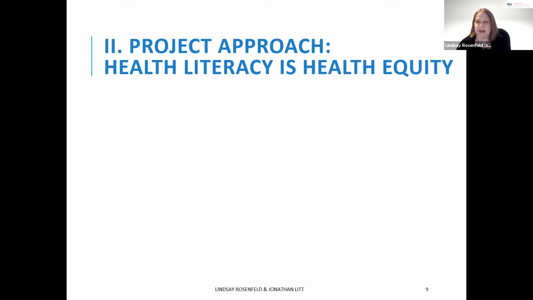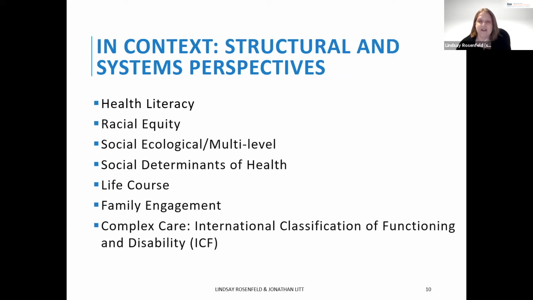And so this is work based out of that initial relationship, and also really thinking both from a health literacy perspective, a preemie perspective, all the things that Jonathan does, and also a parent perspective, bringing this all together in our approach as well. So we certainly have an approach that health literacy is health equity, and given that in context, right? So health literacy is in the context of all these other structural and systems perspectives, and we won't have time to dive into all the ways that we're applying these perspectives today, but I think it's really important context.